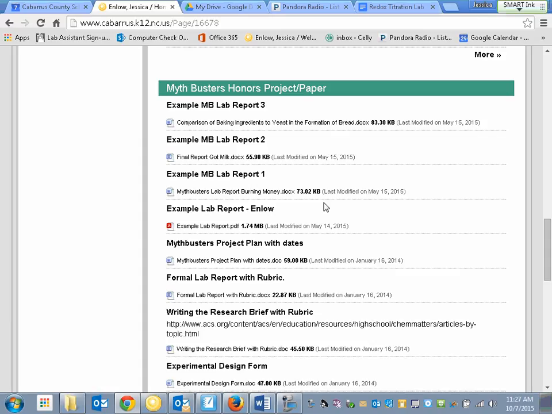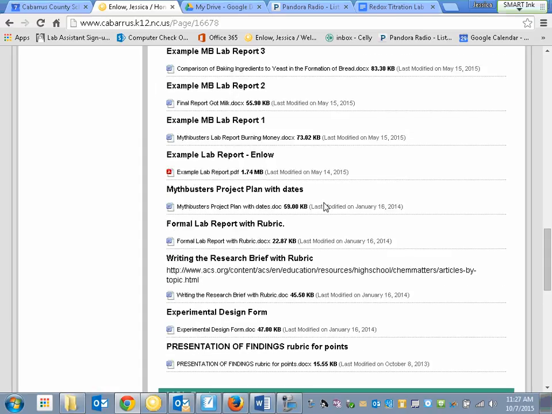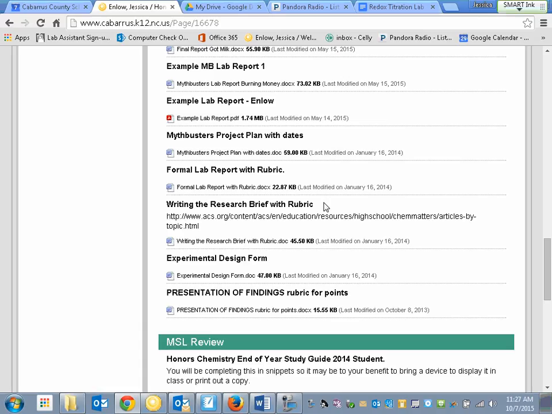But under our Honors Chem page, under Documents, scroll down towards the bottom of Documents. Make sure you're watching up here so you know where to investigate later. It says Mythbusters Honors Project, right? I've got some example lab reports up here because some people said they don't know how to do a lab report. But that's towards the very end. What you are working on first, a little bit towards the bottom, says Mythbusters things with dates. That's not actually the most updated one because that was updated in January.